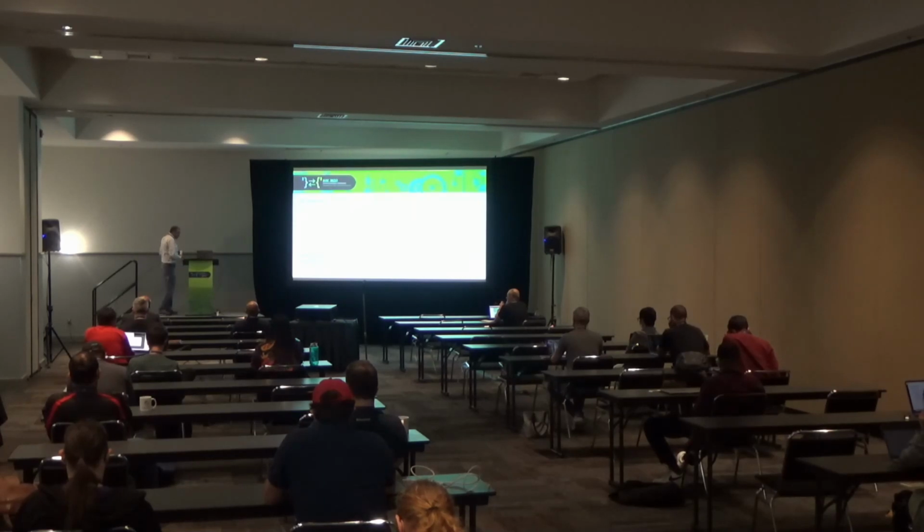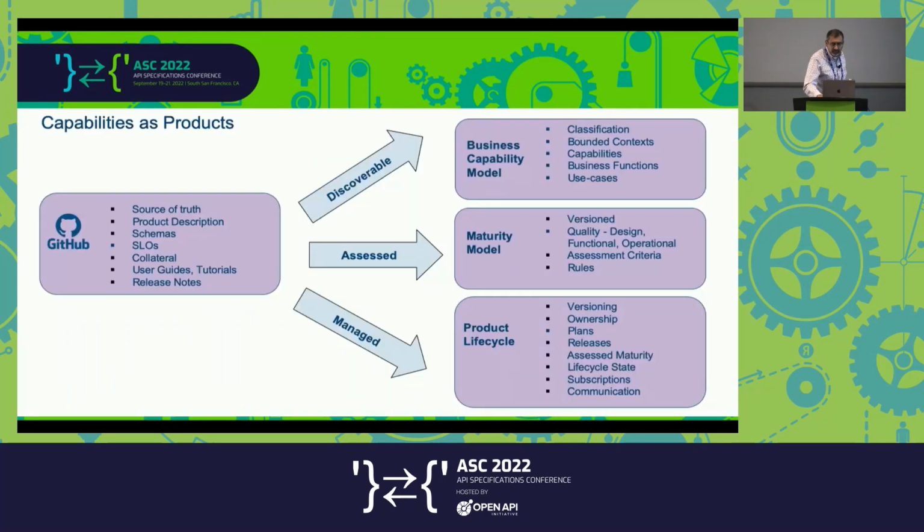So your API design, so let me go back here. Right here. There are three things that we are applying here to manage APIs as products and to manage, in fact, even platforms as products, right? We are applying a capability model to organize, a maturity model to assess, and a product life cycle to manage those things.